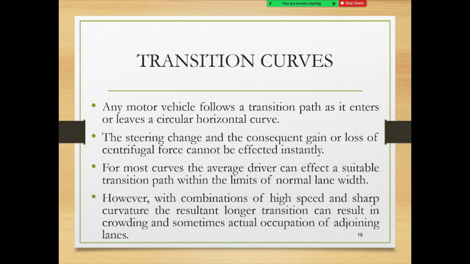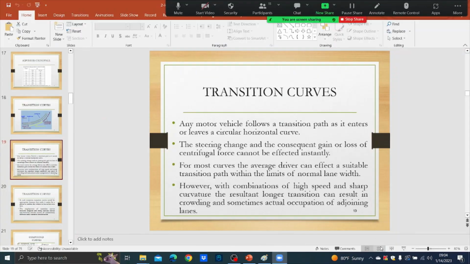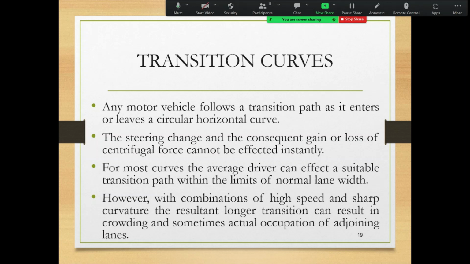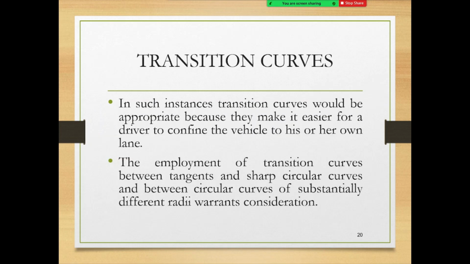For most curves, the average driver can effect a suitable transition path within the limits of normal lane width. That is for minor speeds. You can't call 70 minor speeds, of course, lower speeds, right? However, with combinations of high speed and sharp curvature, the resultant longer transition can result in crowding and sometimes actual occupation of adjoining lanes. So what happens if you do not provide this transition curve? Of course, in expressways, vehicles can encroach into the opposite lane. In such instances, transition curves would be appropriate because they make it easier for a driver to confine the vehicle to his or her own lane.